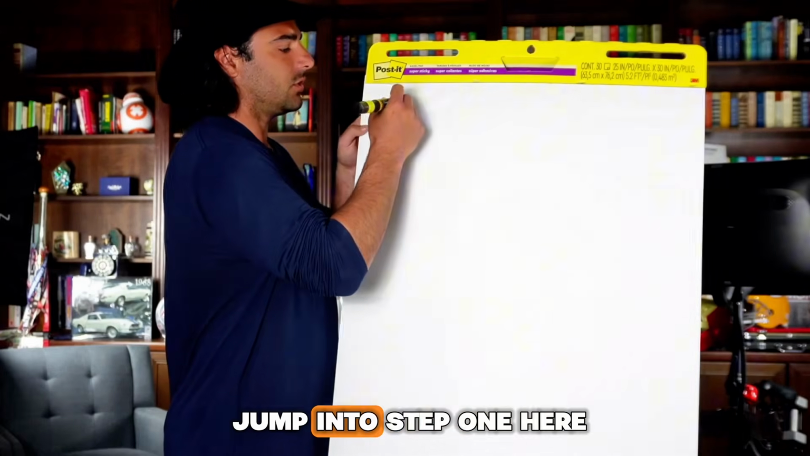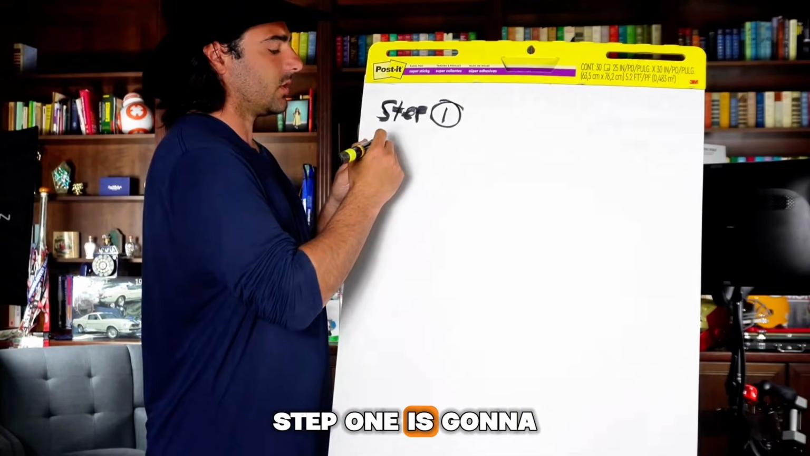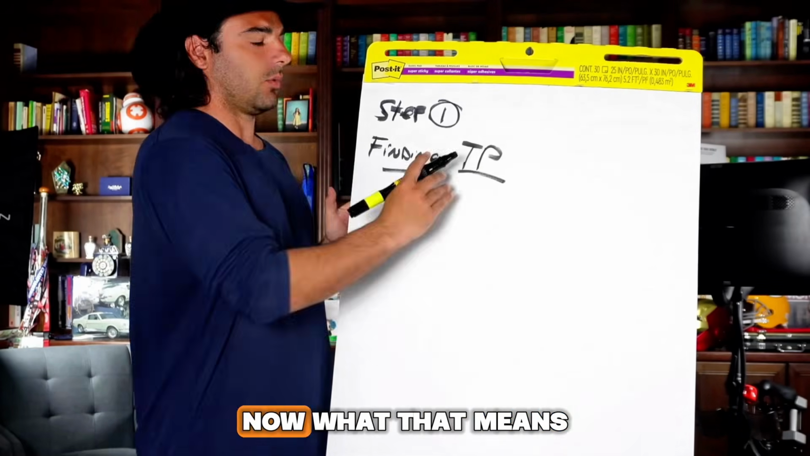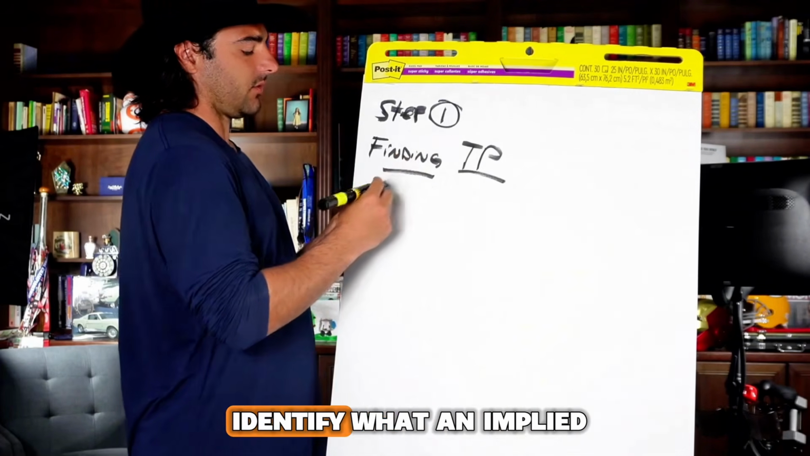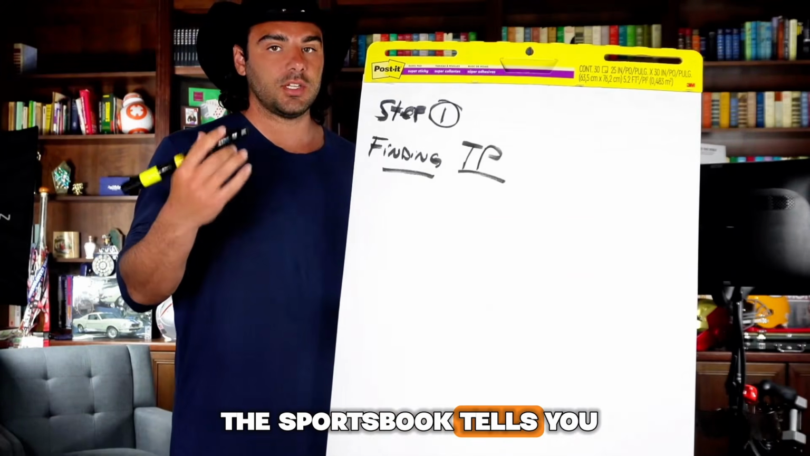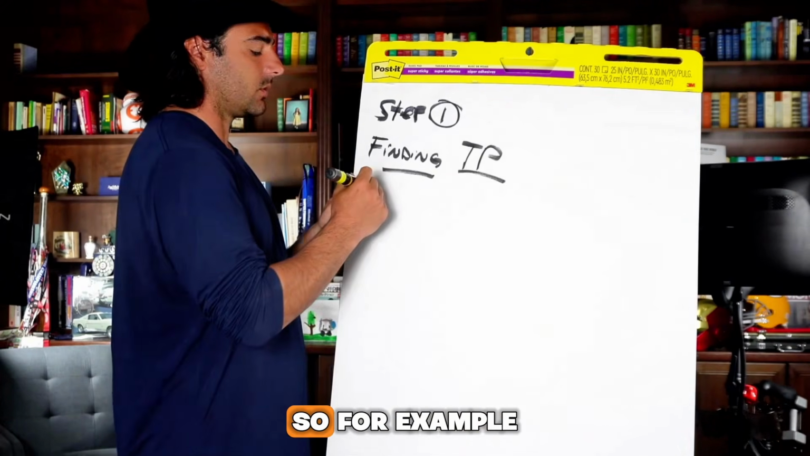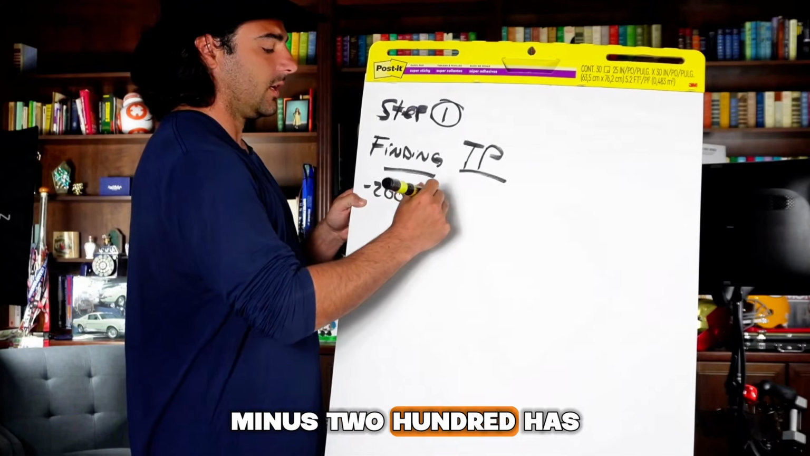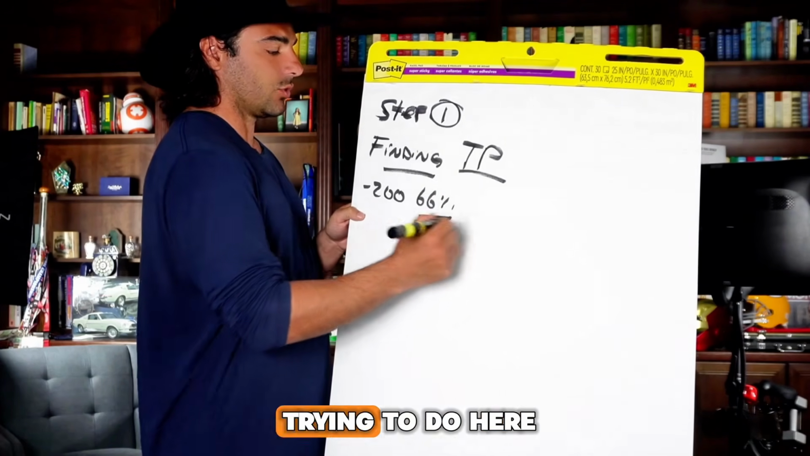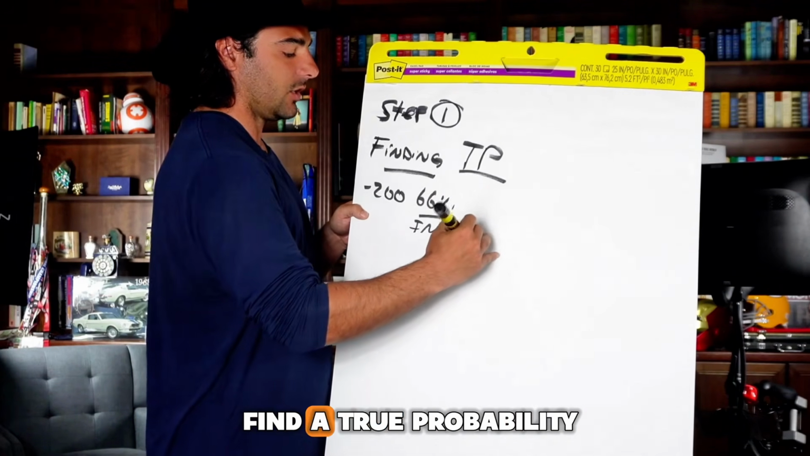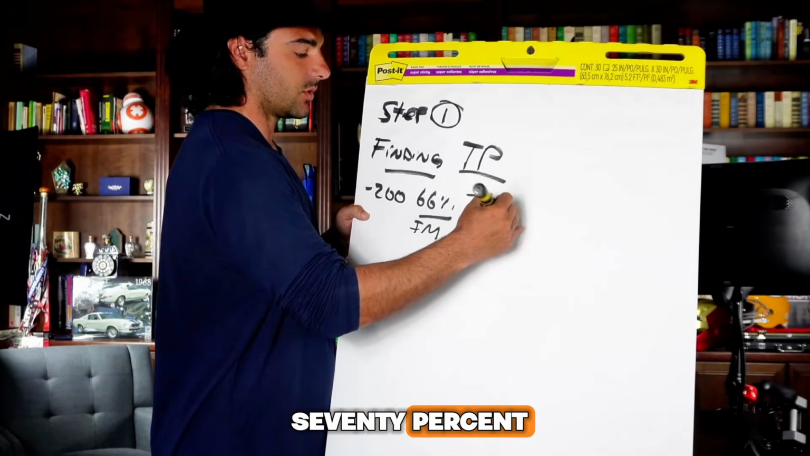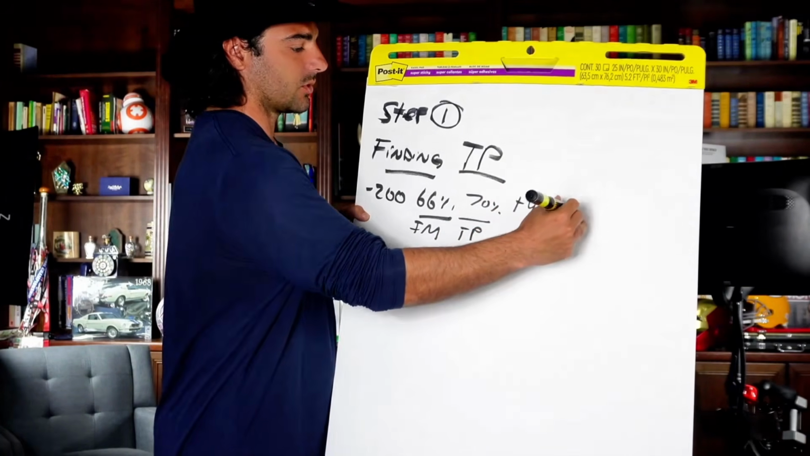Now let's go ahead and jump into step 1 here. Step 1 is going to be finding true probability, TP. Now what that means is being able to identify what an implied probability is. That's the number the sportsbook tells you, the percentage of that actually winning. So for example, minus 200 has a 66% implied probability. And what we're trying to do here is find a true probability of that event occurring over that number. So let's say 70%. That gives us a plus 4% edge.